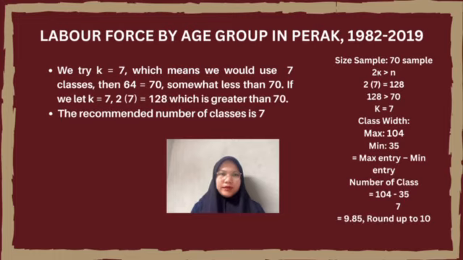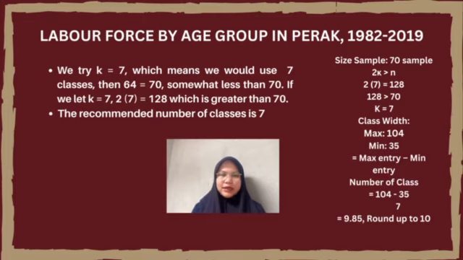Okay, I will present part A, question 1, which is labour force by age in Perak from 1982 until 2019. We use K equal to 7, which means we use 7 classes. Then 2 to the power of 6 equals 64, which is somewhat less than 70. If we let K equal to 7, 2 to the power of 7 is 128, which is greater than 70. The recommended number of classes is 7.